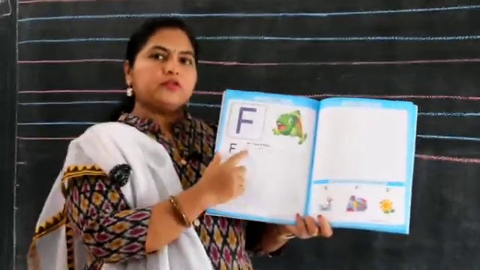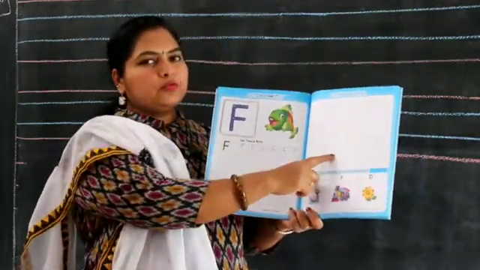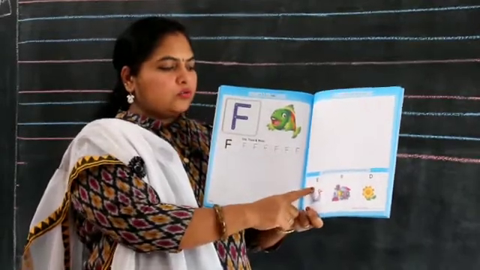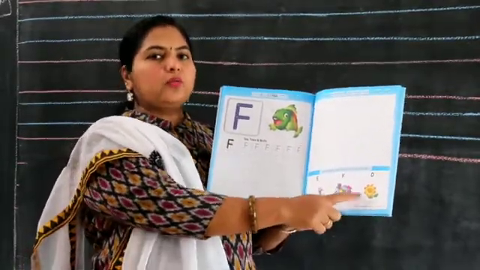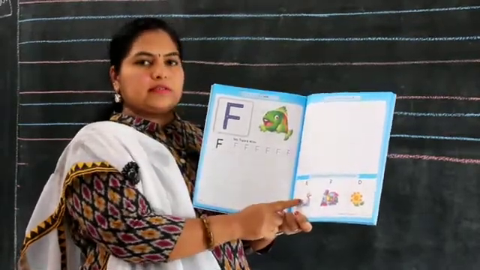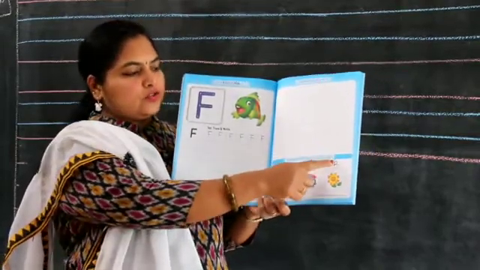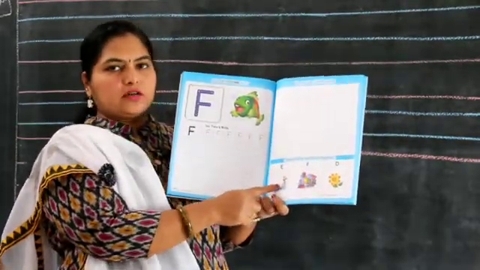Now here you follow the arrow mark, write on the tracing line, and then you write here. Now you need to join the letter to the objects. So E, F and D. Now what is this? Duck. Duck starts with the letter D. So you have to join from D to duck.